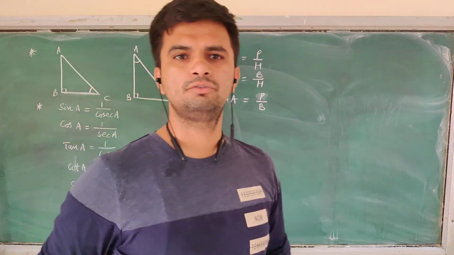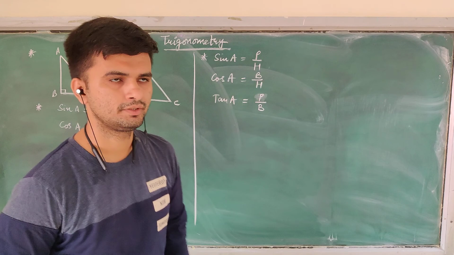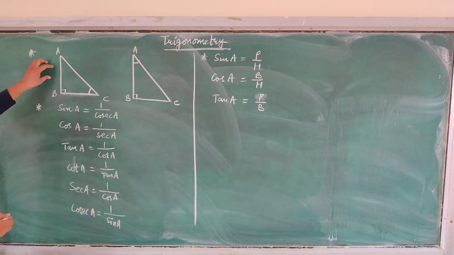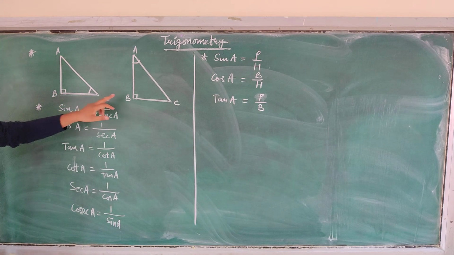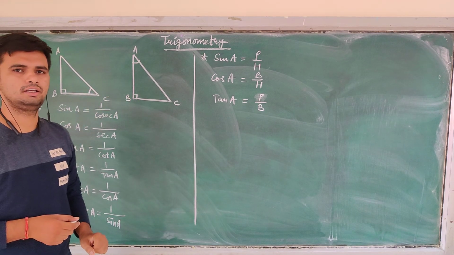Good morning students. Today's topic is trigonometry. See here I have drawn two right angle triangles. Why is it a right angle triangle? Because here this angle B is of 90 degrees.